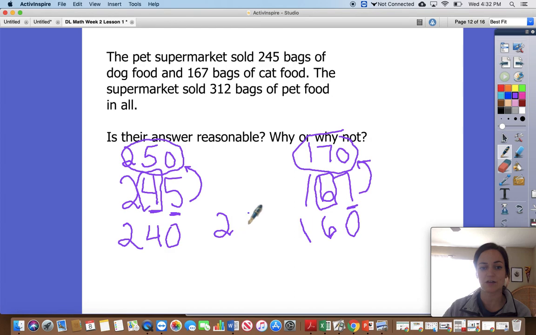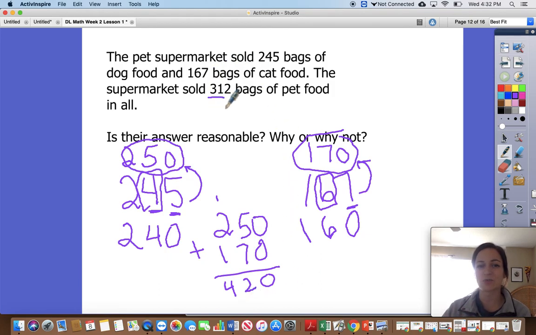I'm going to add them together. 250 plus 170. 0 plus 0 is 0. 70 plus 50 is 120. 100, 200, 300, 400. 420, about. So is 312 bags of pet food reasonable? No, right? They're quite a bit a ways off. 420 is about how many bags of dog food they had. So 312 would not be reasonable.